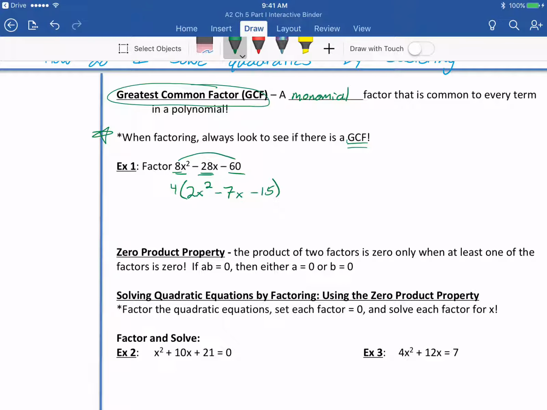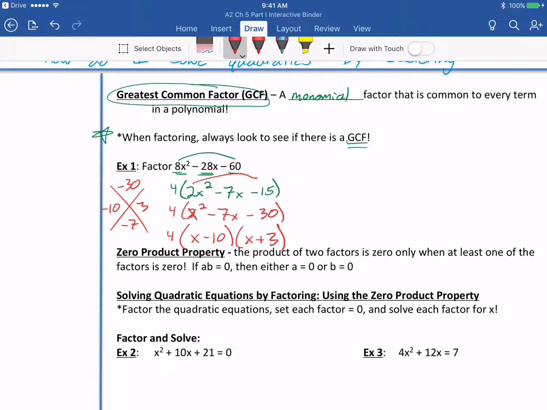All right, so now I actually have to multiply this 2 and this negative 15. So now I have 4 times x squared minus 7x minus 30. Okay, so I can put that in the diamond: negative 30 and negative 7. Two things that multiply to negative 30 and add to negative 7 are negative 10 and 3. So now this becomes 4 times x minus 10 and x plus 3.